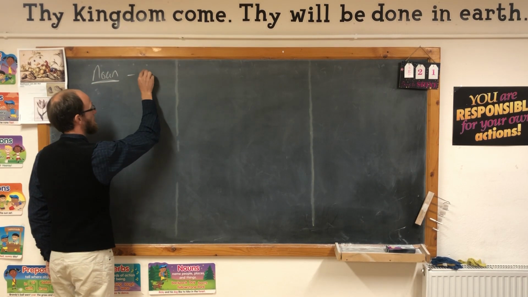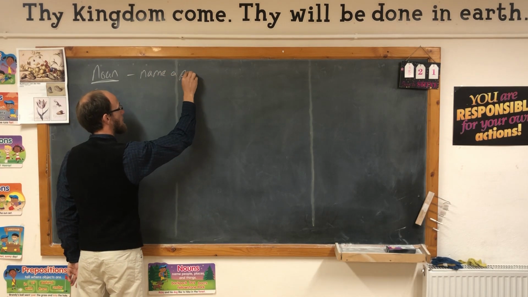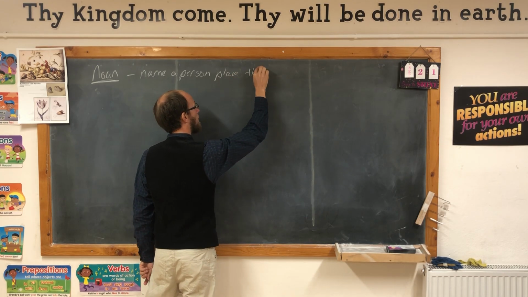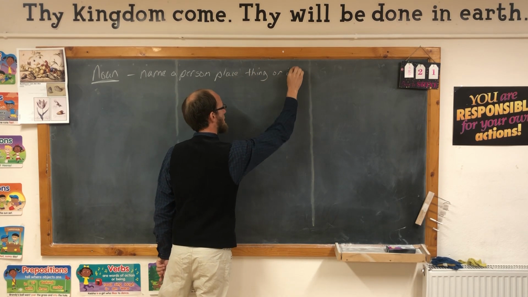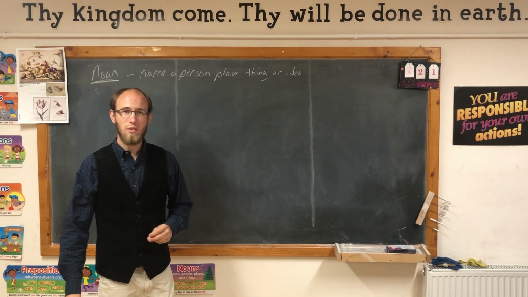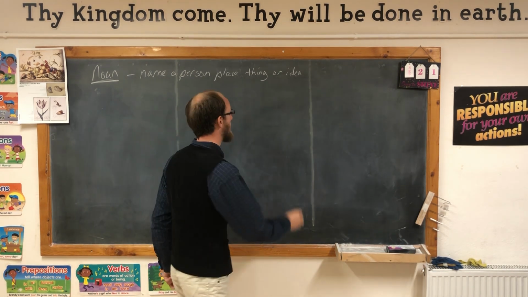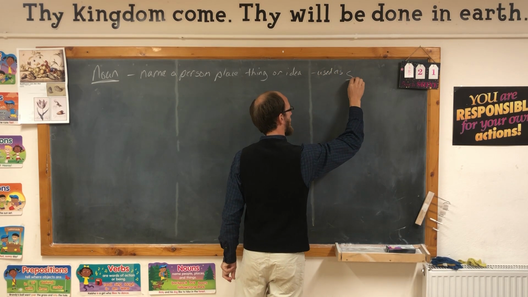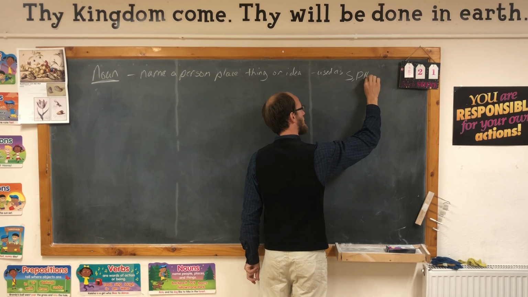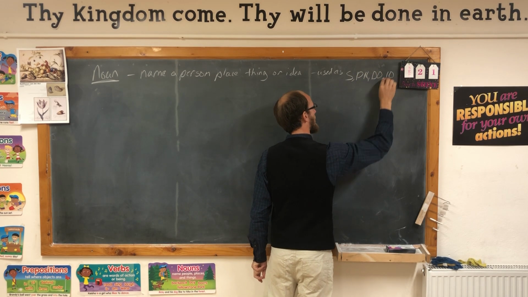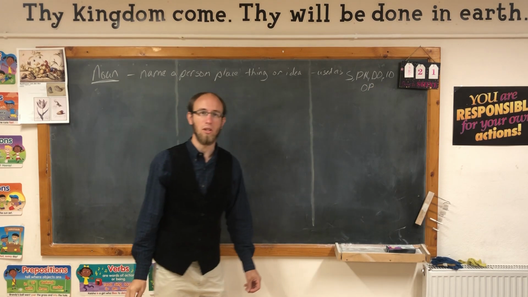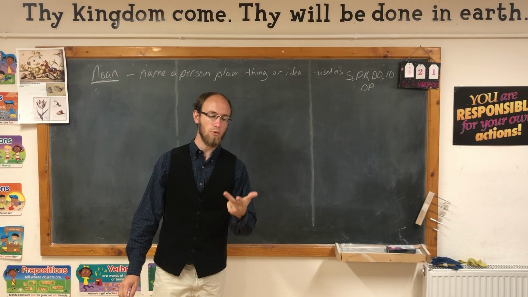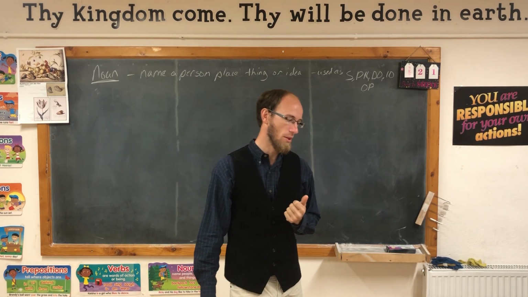Nouns. Nouns name a person, place, thing, or idea, and they can be used in the sentences as subjects, predicate nominatives, direct objects, indirect objects, and objects of the preposition. So a noun is a word that names a person, place, thing, or idea, and can be used as a subject, predicate nominative, direct object, indirect object, or object of a preposition.